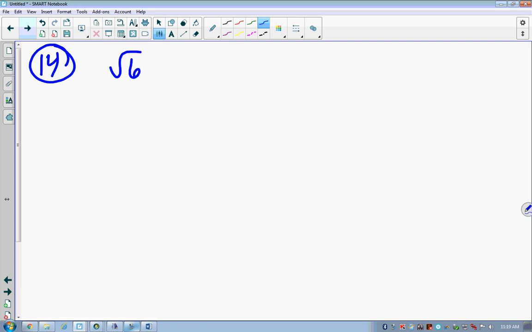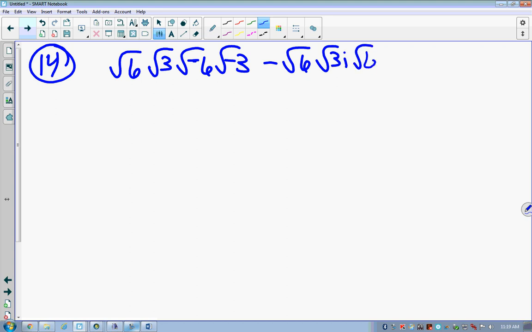I got radical 6, radical, what, 3? Hold on, is there any pluses in here at all? Okay, radical 6, radical 3i, cubed, minus radical negative 36. Okay, that's got a little doo-wop there. Okay, let's go through here.